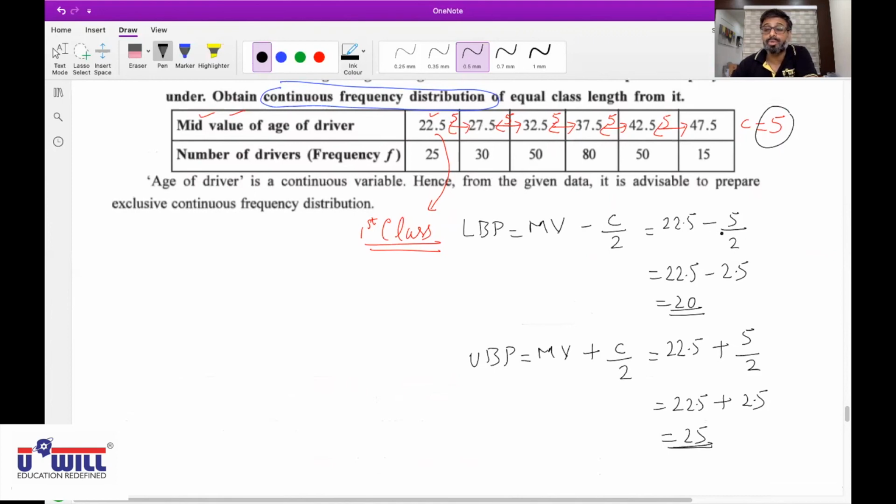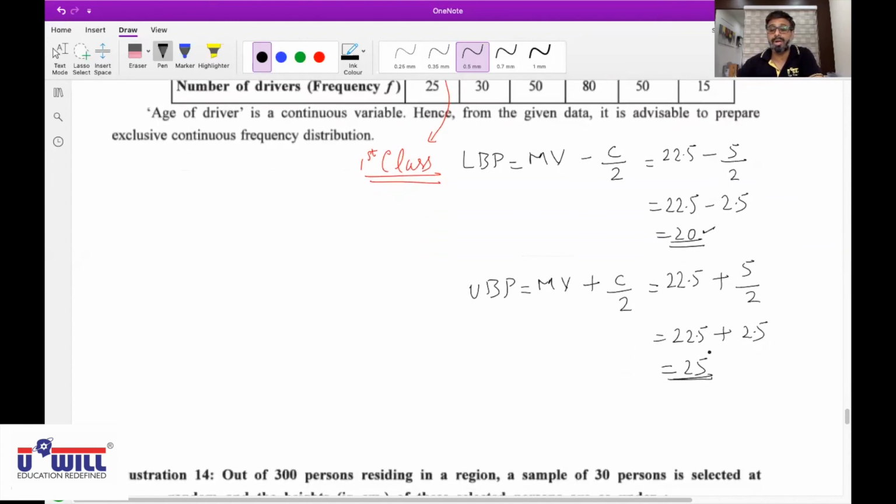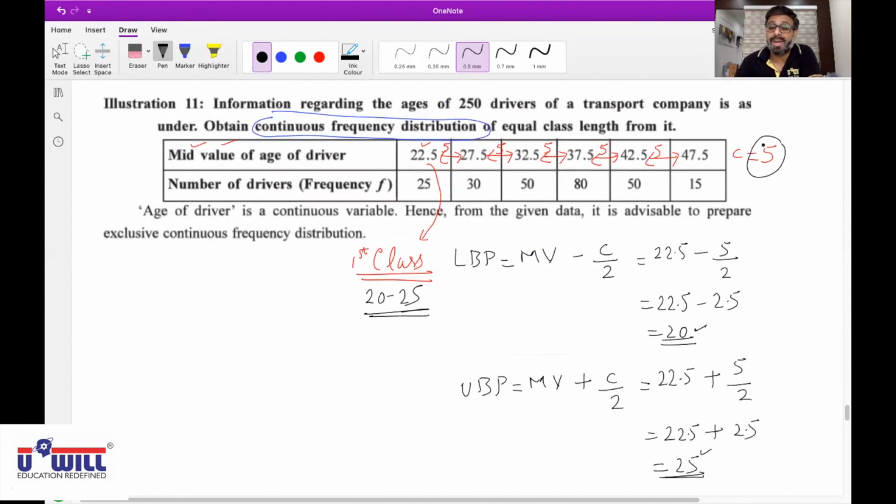In calculators, directly don't do 22.5 minus 5 by 2. It's not whole upon 2. You'll get the wrong answer. First do 5 by 2, BODMAS rule, and then subtract from 22.5. Same way, first do 5 by 2, then add to 22.5. So what is the lower boundary point of first class? 20. Upper boundary point? 25. Means what is the first class? 20 to 25.